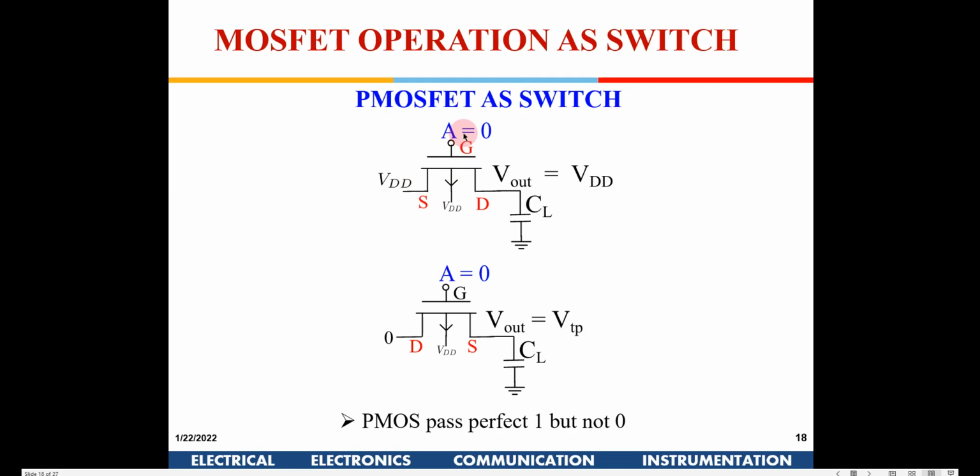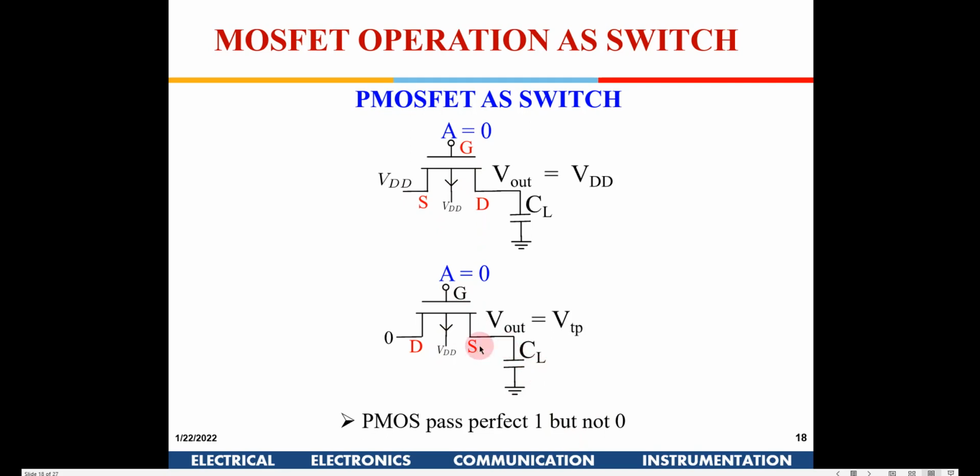So VSG in this case will always be VDD. So this voltage can come up to VDD, no issues at all. So now you see the PMOS is a good transmitter of 1. Whereas the same, now I'm not swapping this VDD.